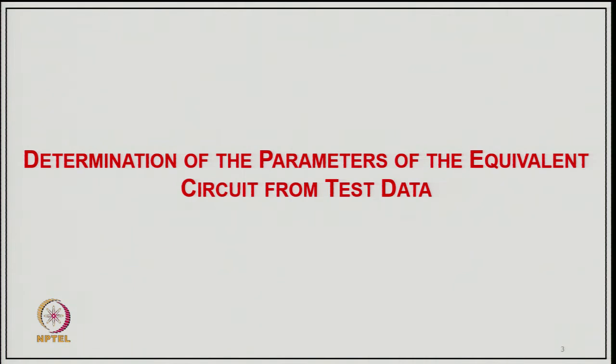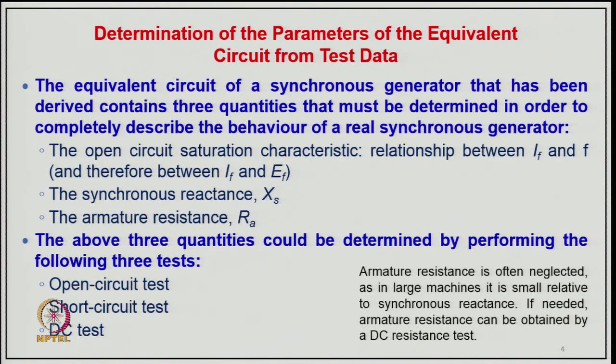So, starting with the determination of parameters of the equivalent circuit from the test data. The equivalent circuit of a synchronous generator that has been derived contains three quantities that must be determined in order to completely describe the behavior of a real synchronous generator: the open circuit saturation characteristic, that is the relationship between IF and EF, the synchronous reactance, and the armature resistance. The above three quantities could be determined by performing the following three tests: open circuit test, short circuit test, and DC test.